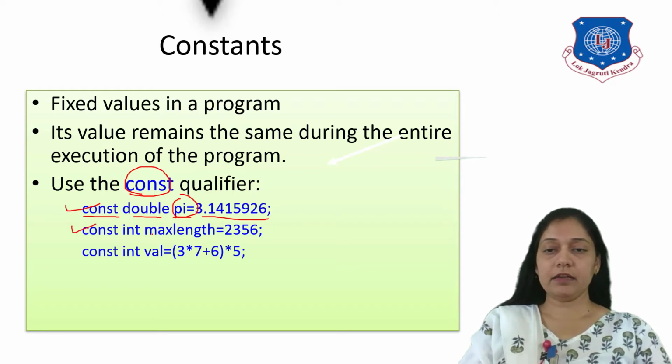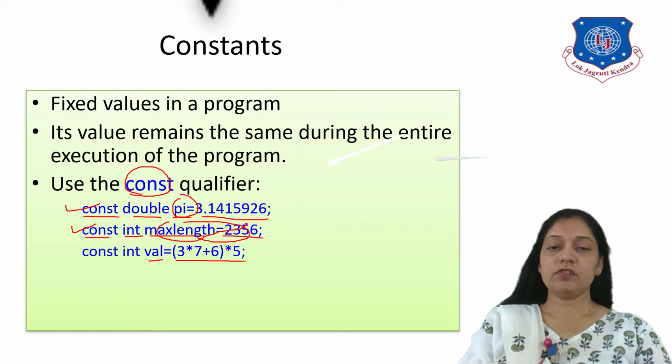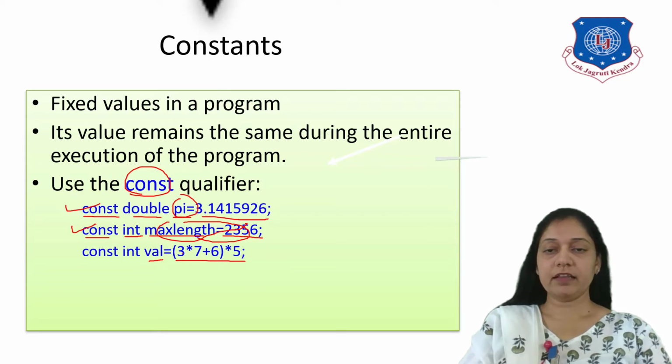Similarly, this is another example. Here the name of my identifier is max length, whose value is 2356, and this is my data type, that is my keyword, and this is again the keyword const. It means the value of max length, equal to 2356, will remain constant throughout my program. You can also give the value of an identifier using a mathematical expression, that is 3 multiplied by 7 plus 6 in brackets into 5. Whatever value you get will be stored in the variable VAL, and that will remain constant throughout my program.